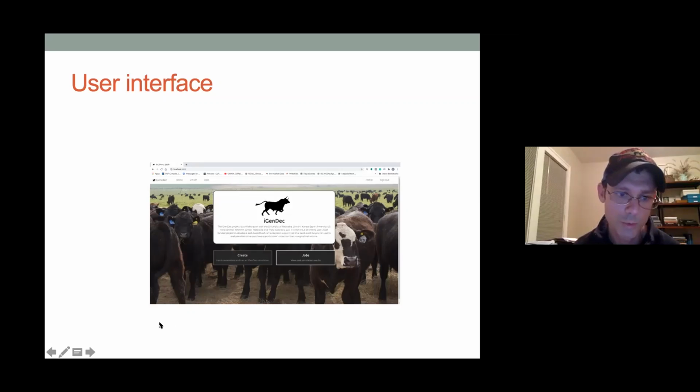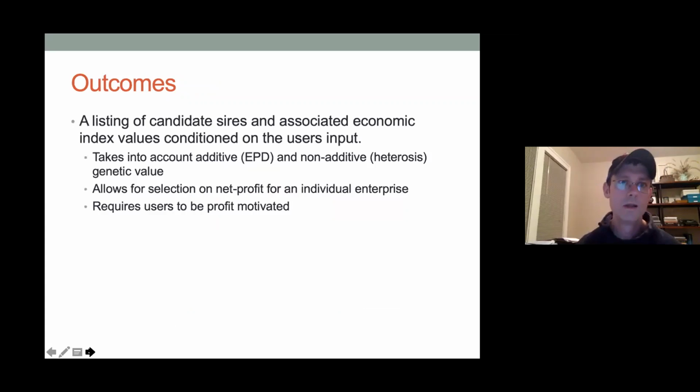And this just shows you the web interface. I won't go into a lot of detail, that's not really the point of this, but the outcomes of iGenDec are a listing of candidate sires and their associated economic index values conditioned on the user's input. So the user has the opportunity to input things such as, what's their annual cow cost? What are their average sale weights if they retain ownership? What are the average carcass parameters? What's the age distribution of their cow herd? How long is their planning horizon? Things of that nature. And they can use default values if they don't have some of those pieces.